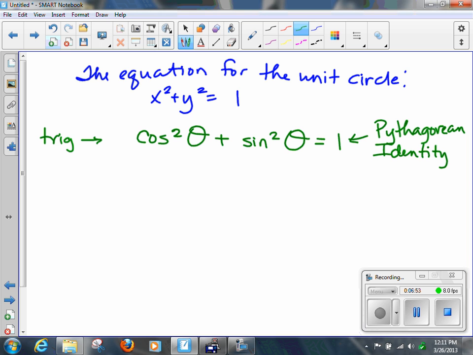Now, here we go. What if I wanted to find what sine squared is equal to? I need you to think algebraically.